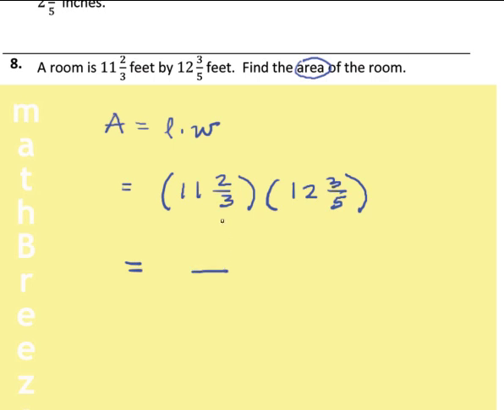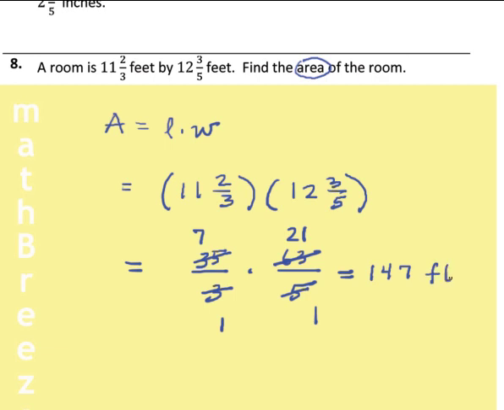Change to improper fractions, 33 plus 2, so we have 35 over 3. 60 plus 3, 63 over 5. Let's reduce, let's divide by 5. Let's divide by 3. And finally, we just multiply 7 times 21. And we have 147, and our units are feet, so that's 147 square feet.